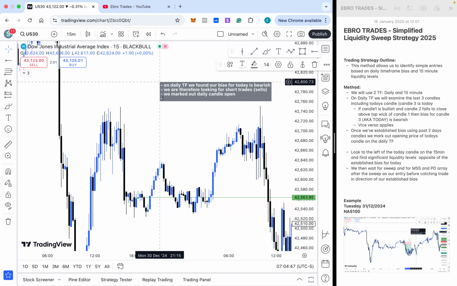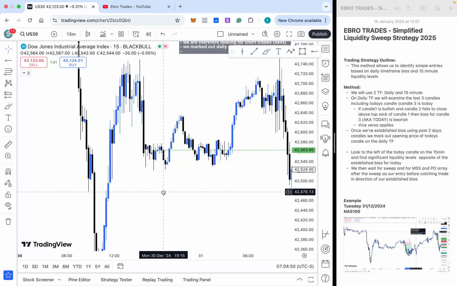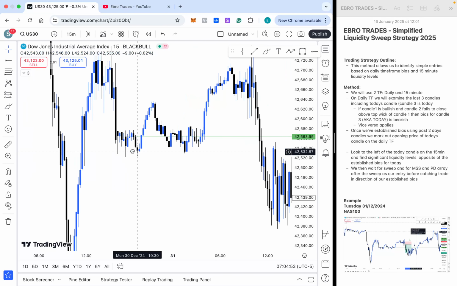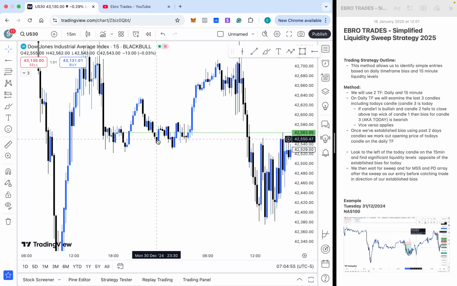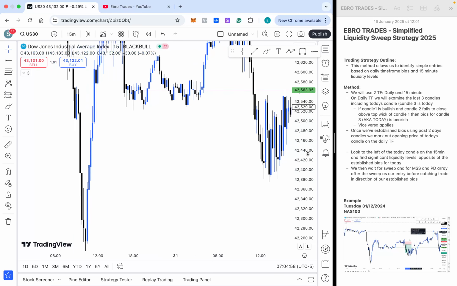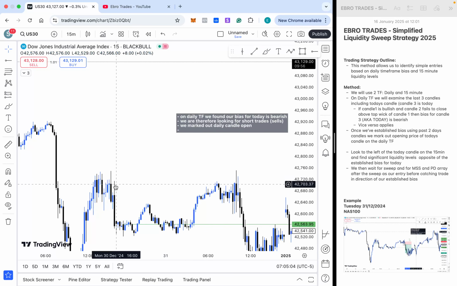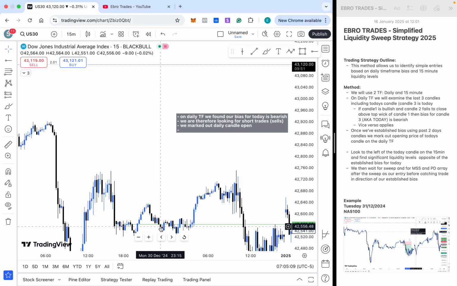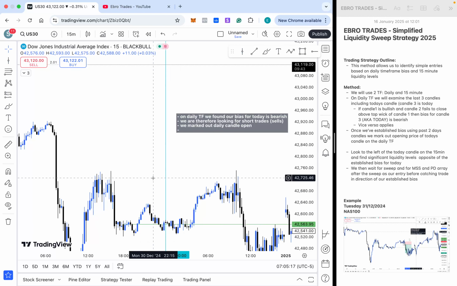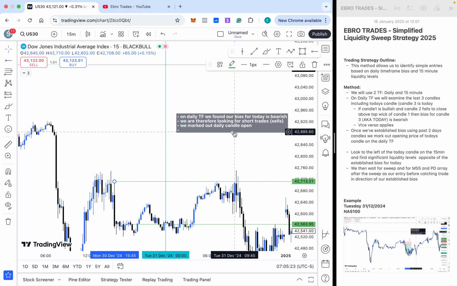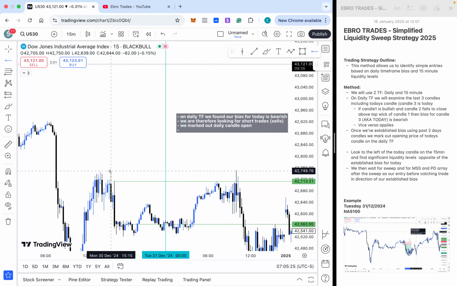Now what? Now, here's the secret step right here. We are then going to look for prominent liquidity to the left. So prominent buy-side liquidity. Since we're looking for sells, we're looking for prominent buy-side liquidity to the left of today's open. So if today's open is here, so this is 12.12, let's mark it out. We see we have prominent liquidity here and prominent liquidity here.